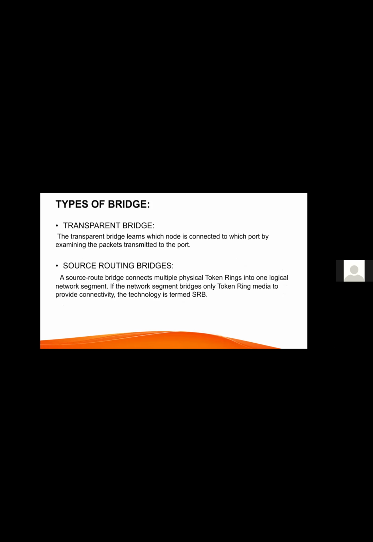Types of bridges: transparent bridges and source routing bridges. The transparent bridge learns which node is connected to which port by examining the packets transmitted to the port. Source routing bridges: a source routing bridge connects multiple physical token rings into one logical network segment. If the network segment bridges only token rings to provide connectivity, the technology is termed SRB.